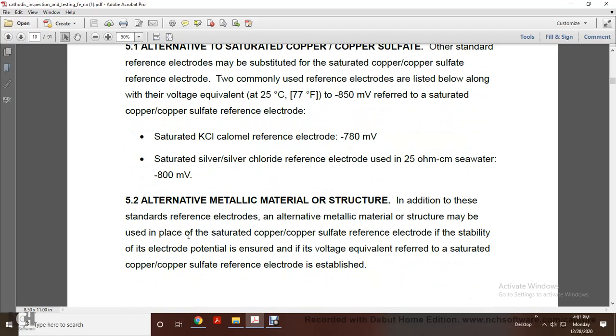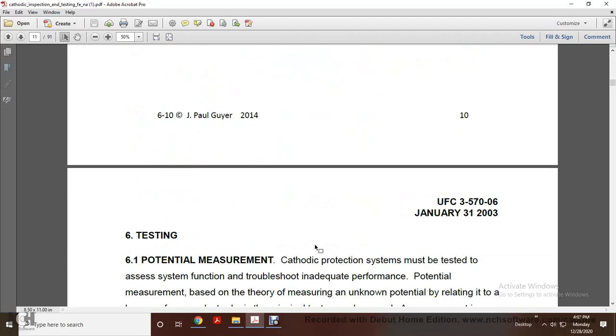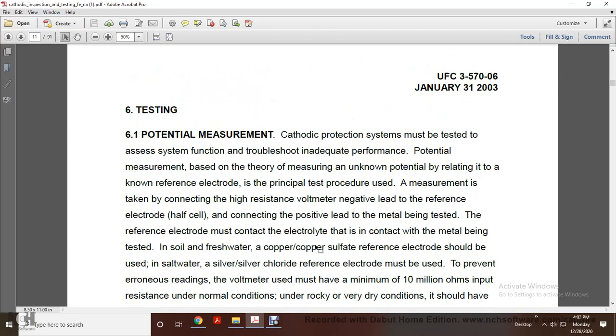Alright, 5.2 Alternative metallic material structures for the standard reference electrodes. Alternative metallic material structures may be used in place of the saturated copper sulfate reference electrode, provided the stability of the electrode potential is ensured and the voltage equivalent referred to the saturated copper sulfate reference electrode is established. Alright, 6. Testing. 6.1 Potential measurement.